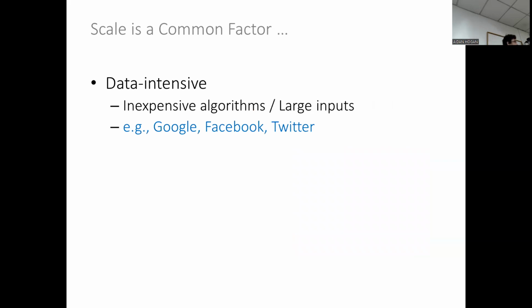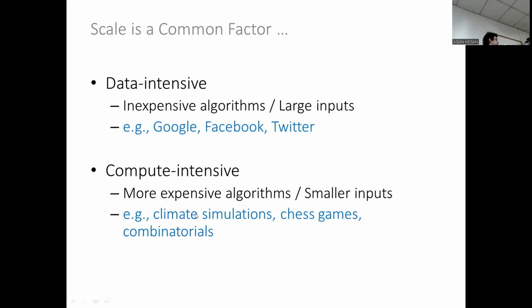So we can look at two different groups of computation. We have data intensive, which involves applying inexpensive algorithms over very large inputs. This is the sort of thing that Google and Facebook and Twitter are doing a lot. And then we have the more compute intensive applications, where we have more expensive algorithms and smaller inputs. There we have climate simulations, chess games, different types of combinatorial problems and so forth, which also use the N machine more and more, but traditionally they would have used more supercomputers, crays, and so forth.